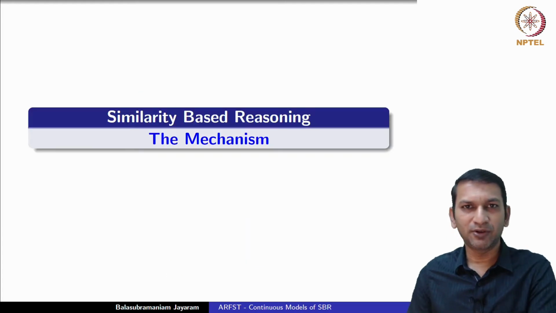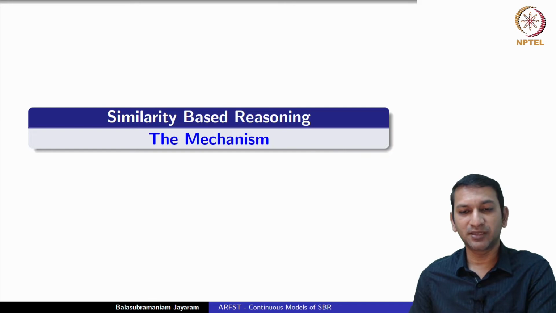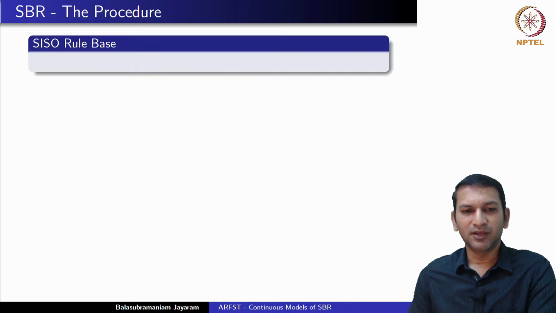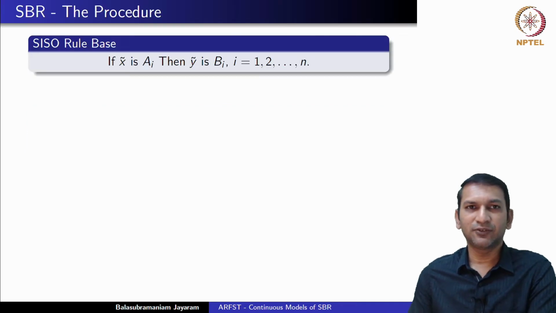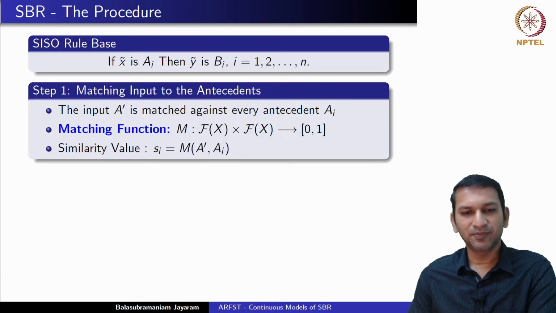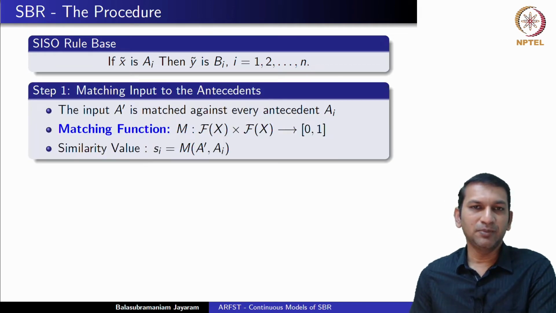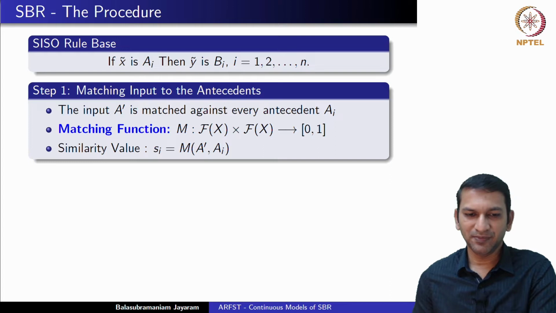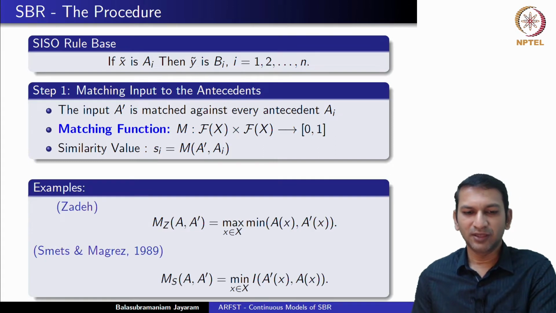A quick recap of the mechanism of the similarity-based reasoning inference schemes. We are given a set of CISO if-then rules. Given an input A dash, first thing we do is match the input with each of the antecedents Ai. We use a matching function for that and obtain n similarity values Si. These are some examples of matching functions we have seen earlier too.